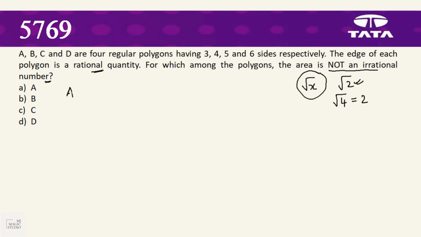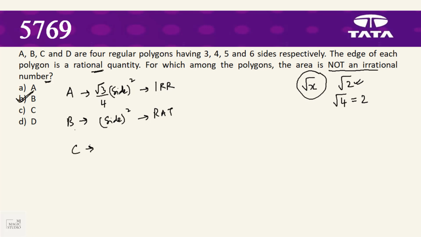In case of A, it is a three-sided figure. Area is given by root 3 by 4 into side squared. Now side is rational and it is multiplied by an irrational quantity. That means it is irrational. B has 4 sides, that means it is a square. Area is side squared, which will be a rational quantity. Now they are asking for the area that is not irrational. It is rational. It is B. We know that the answer is B.